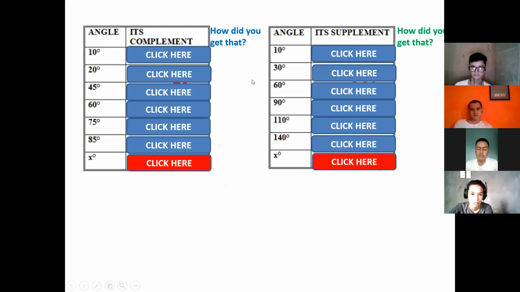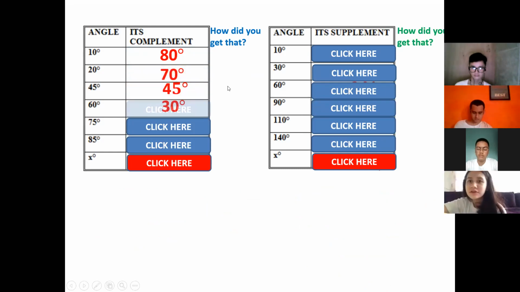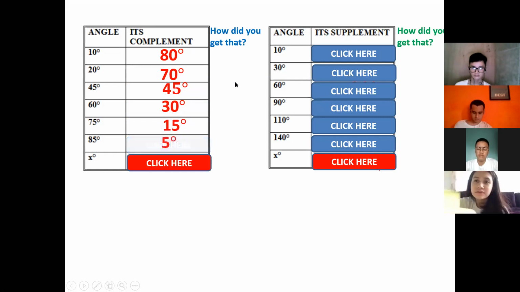So it's a simple drill class. So let's find the complement. The complement to 10 degrees is 80. Complement to 20 is 70. 45 is 45. 60 is 30. 75 is 15. 85 is 5. So what is the common denominator between the angle and its complement again? The sum equals 90 degrees. So if the angle is x, the complement is 90 minus x.